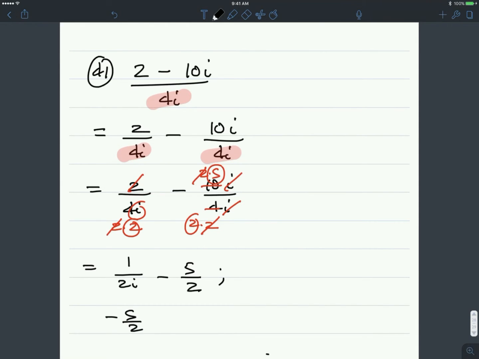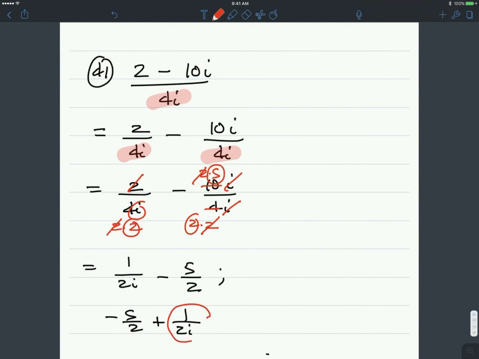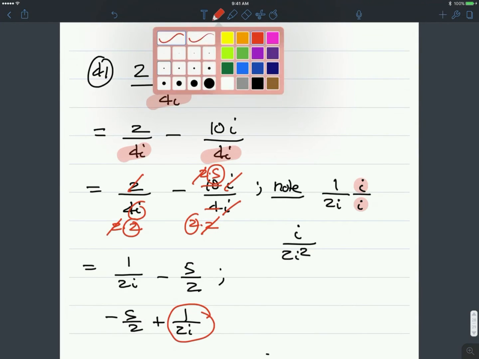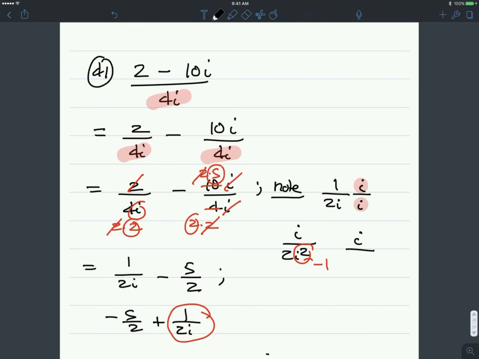Let's switch the terms so that we can prepare to give our answer in complex number form. Now be careful though. We're going to have to rationalize the denominator here. I have a complex number on the bottom. So I'm going to put a note here that 1 over 2i, I'm going to have to multiply top and bottom by the fraction i over i, which is 1. And I'll get i over 2i squared. And my i squared is negative 1. So I get i over 2 times negative 1, or simply minus 1/2 i.